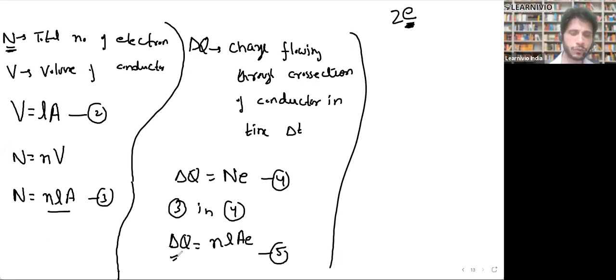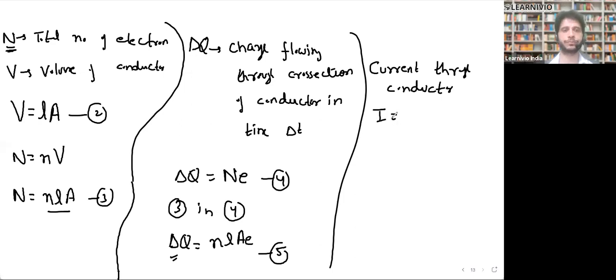Now we have charge, we have time. I need current flowing through the conductor. Yes, Shahzada, you have charge, you have time. How do you calculate current? Charge by time. Let's call this equation number 6. Charge is here and time we have calculated in equation number 1.